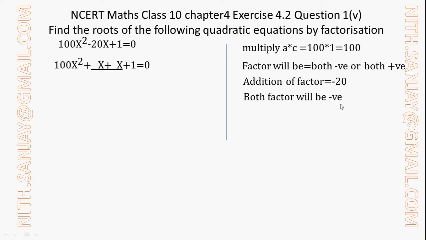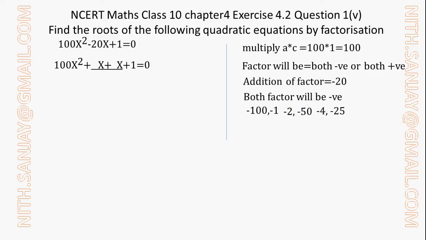So now I will start taking negative factors of 100. The first pair will be minus 100 and minus 1. But this pair will never satisfy this condition. The addition of minus 100 and minus 1 will be minus 101. So I will reject this, because it is not able to satisfy this condition. Now I will take the next pair. The next pair is minus 2 and minus 50. Again they will not add up to minus 20, so I will also reject this pair.